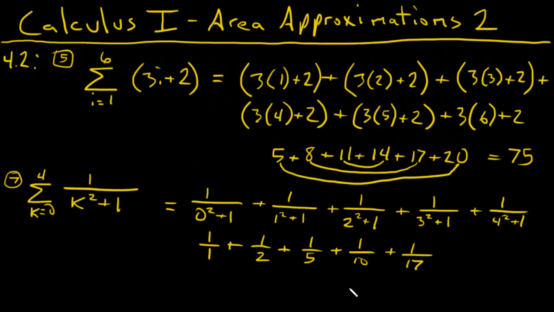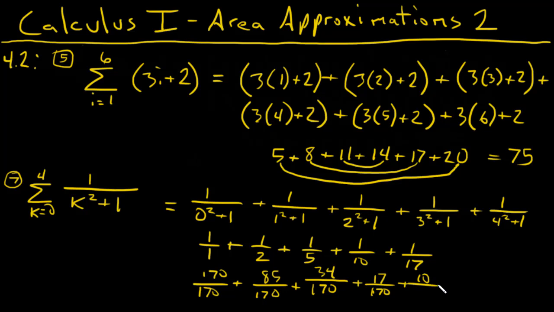Ugh, fractions. I'm okay if you leave it just like this, but if you want to do it all the way out, the common denominator is going to be 170. 17's prime, so the 17 and the 10 take care of all of them. So this is going to be 170 over 170 plus 85 over 170 plus, oh gosh, 34, 17, plus 10. Oh, man, I don't want to do that in my head.